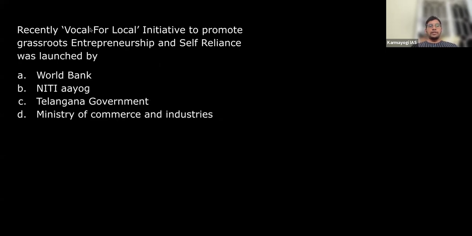Next one. Recently, the Vocal for Local initiative to promote grassroots entrepreneurship and self-reliance was launched by the World Bank, Niti Aayog, Telangana Government, or Ministry of Commerce. So it is launched by Niti Aayog, the Vocal for Local initiative, which aimed to promote local goods and local manufacturing, and to encourage entrepreneurship in developing local goods, right? So this is of Niti Aayog. Answer is B.